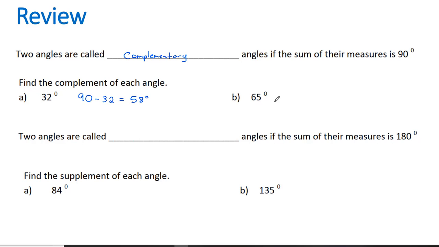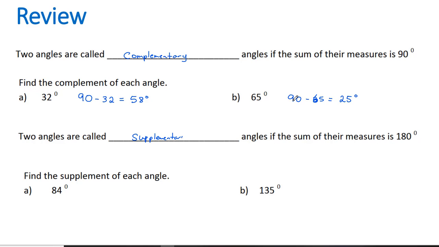For B, we want to find the complement of 65 degrees. So we take 90 and we subtract 65 degrees. And when we do that, we get 25 degrees. Now the angles that go together and make the sum of 180 degrees are called supplementary angles.